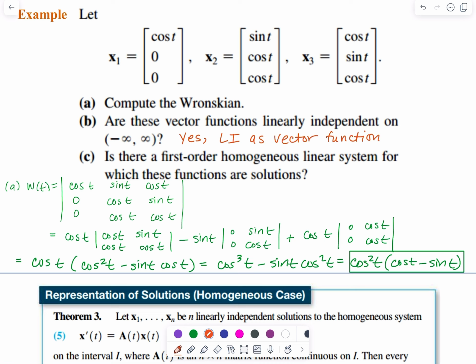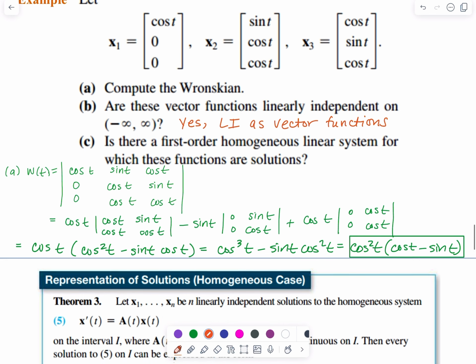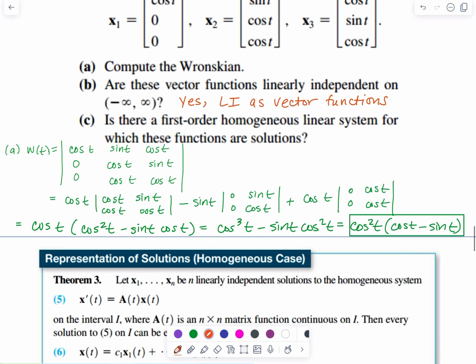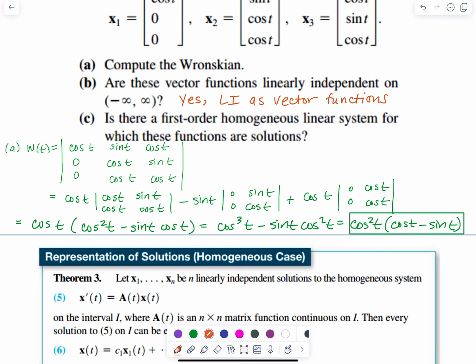Is there a first-order homogeneous linear system for which these functions are solutions? Now, these cannot be solutions to a first-order linear system, since the Wronskian of solutions to a first-order linear system either never vanishes or vanishes identically. These, however, are solutions to the second-order system.